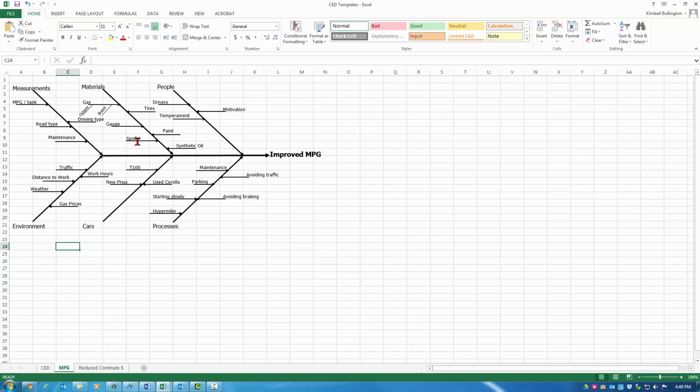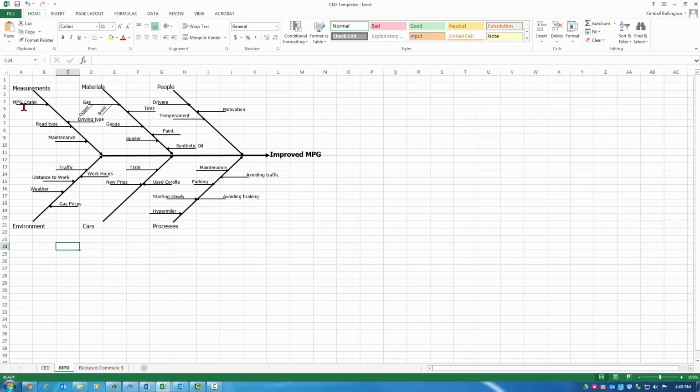Also under materials, I put a spoiler. Adding a spoiler to the rear deck, does that improve gas mileage? Using synthetic oil, having a good slick paint job or wax on your car, does that make any difference? Tires. All of these are ideas that are organized within the appropriate category.